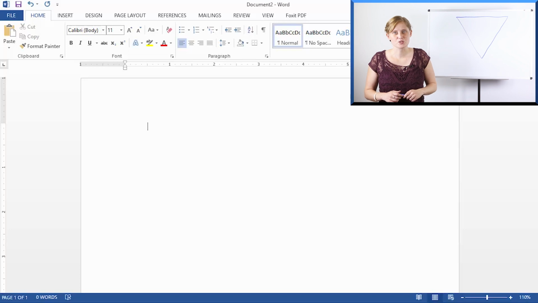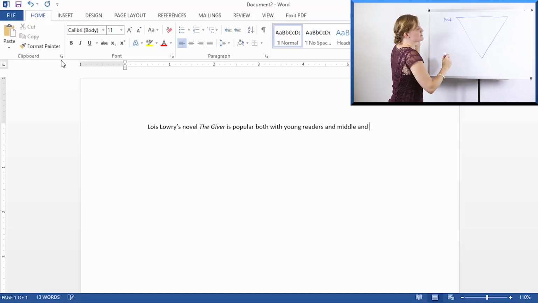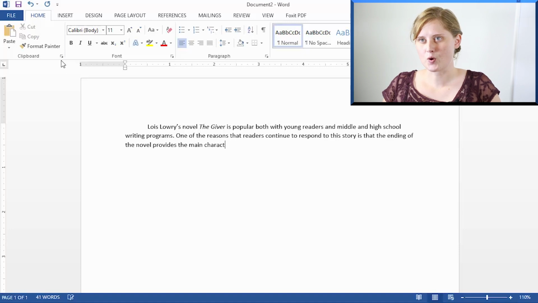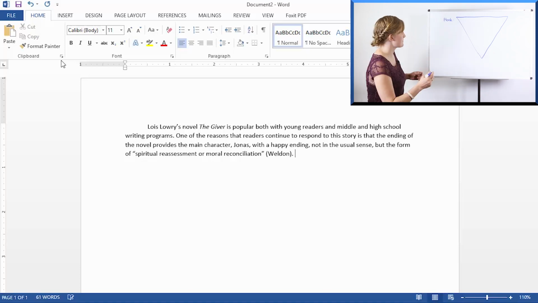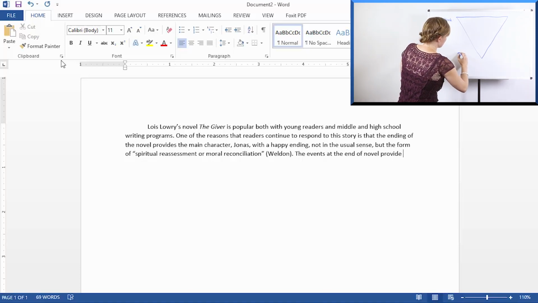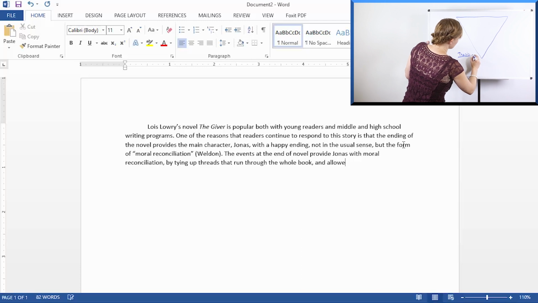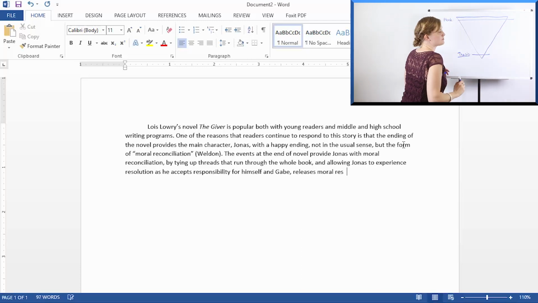Most teachers will tell you to start with a hook, which would be up here. A hook is an interesting fact or quote that introduces the topic and catches the reader's interest. From there, you write towards your thesis. So your thesis is down here. And as we discussed, it's like a funnel, right? So your thesis is the narrowest part of the triangle. The hook is the broadest.